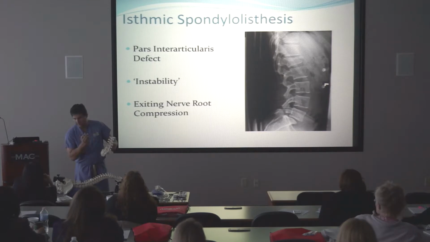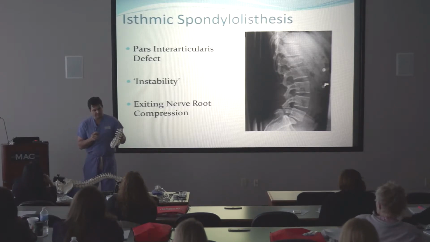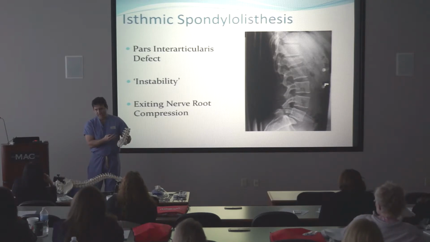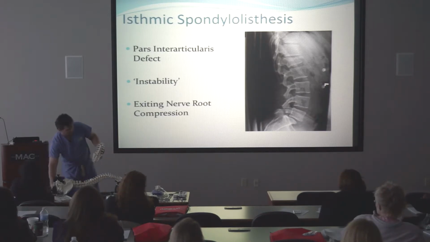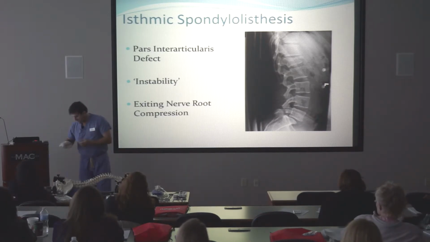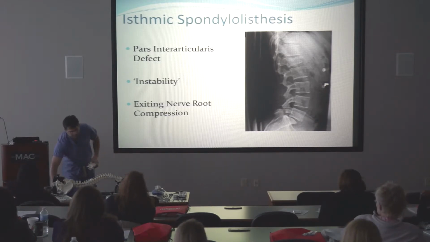You can have it at any level in the spine. I would tell you, just based anecdotally and on the research we have, 90 to 95% of them are L5. The rest of them are distributed. As you go up, the incidence drops. So you have 90% of it at L5, maybe 5 to 8% at L4, maybe 2% at L3, and it's usually rare to see it above that as far as the incidence. So that's called an isthmic spondylolisthesis.